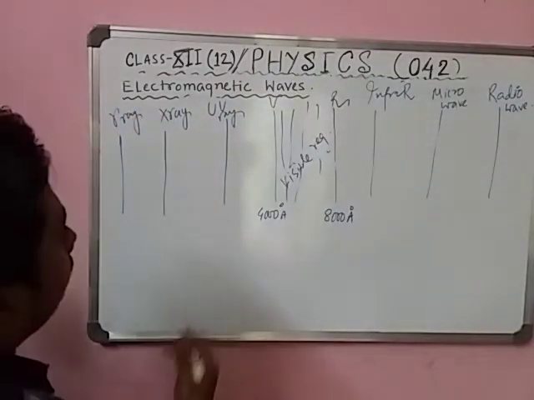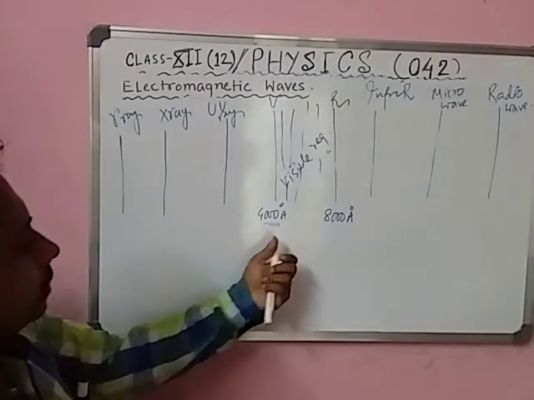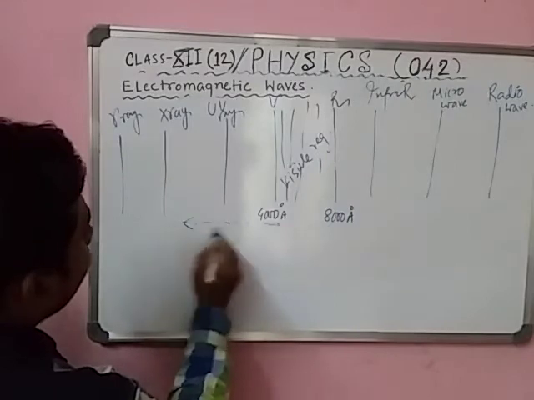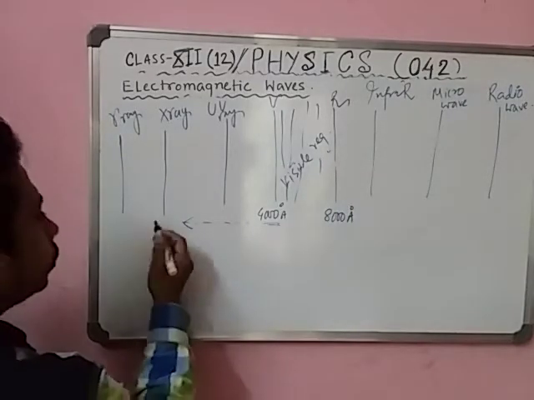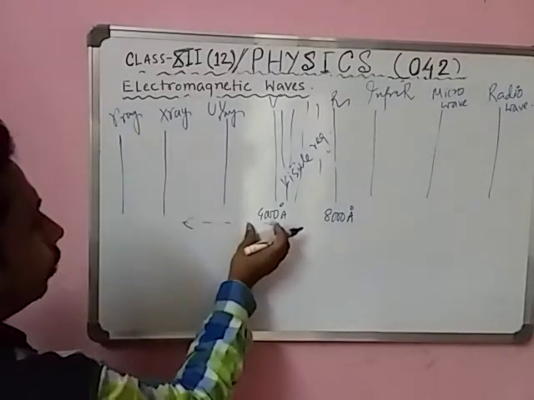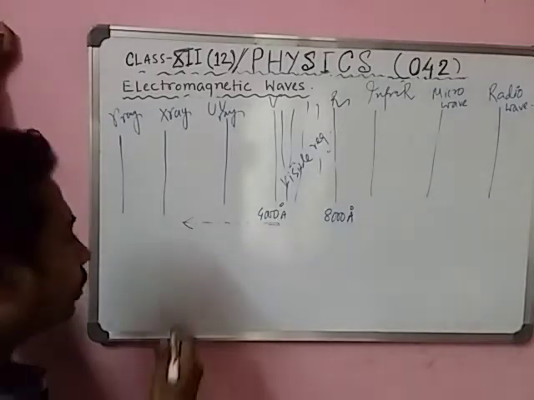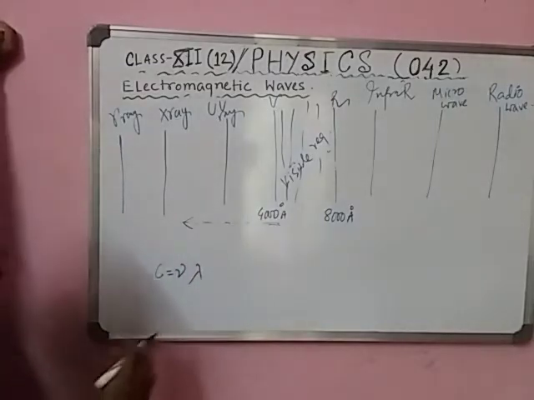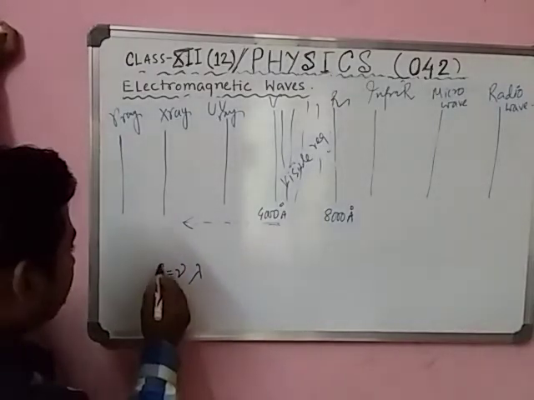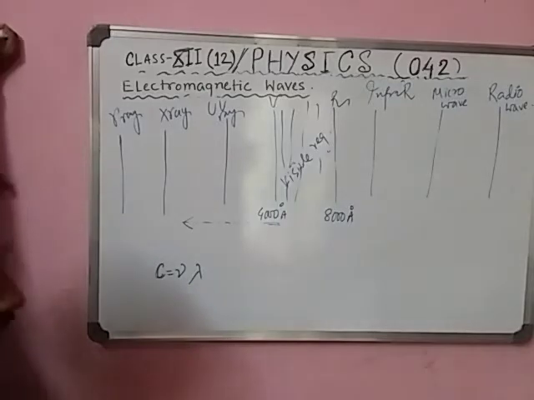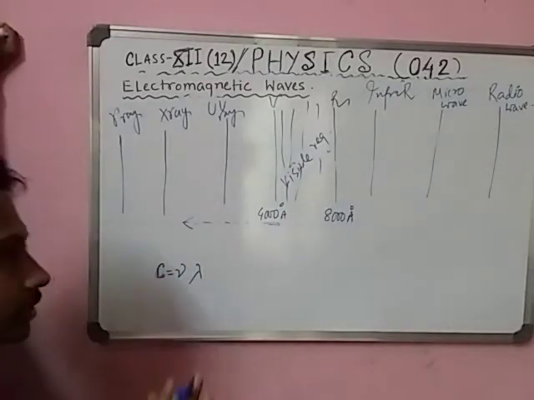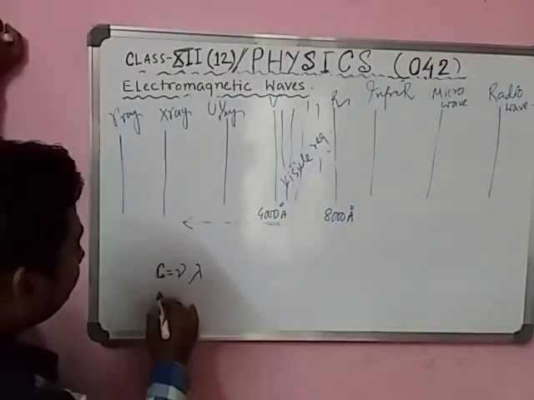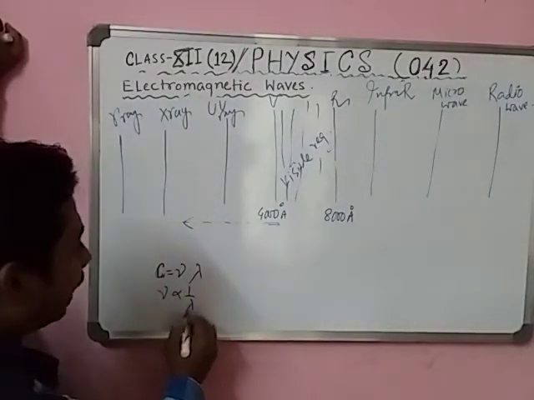See students, violet in the visible region has the least wavelength, and if you go in this portion, the wavelength decreases, so the frequency increases. Wavelength decreasing means frequency increasing. You know the relation C equals nu lambda. Nu is frequency, lambda is wavelength. The speed of light C is 3 into 10 to the power 8 meter per second, a constant, so nu is inversely proportional to lambda.